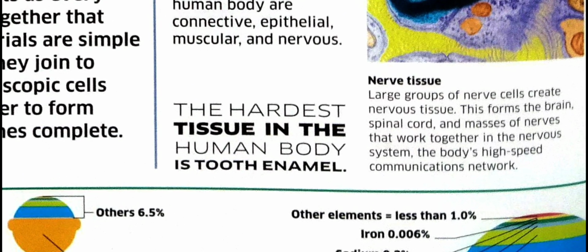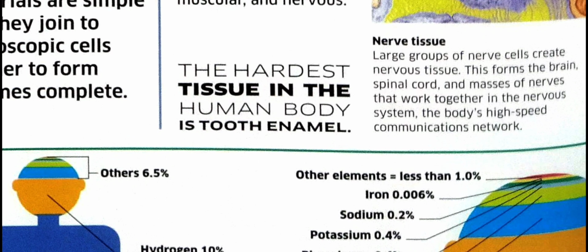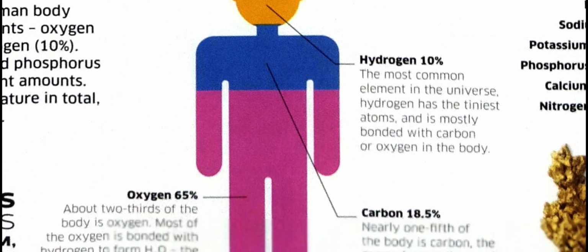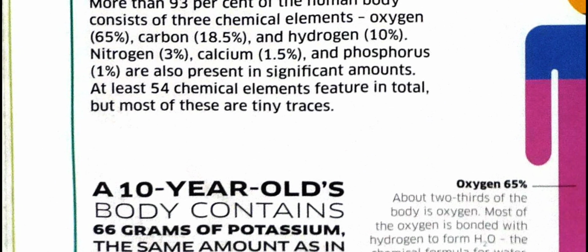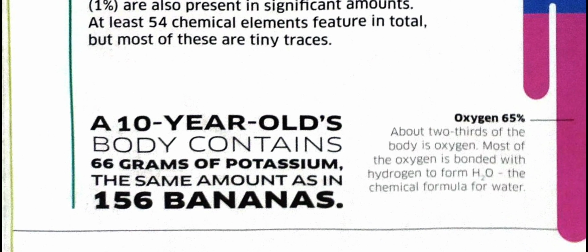Nerve tissue. Large groups of nerve cells create nervous tissue. This forms the brain, spinal cord, and masses of nerves that work together in the nervous system, the body's high-speed communications network. A 10-year-old's body contains 66 grams of potassium, the same amount as in 156 bananas.